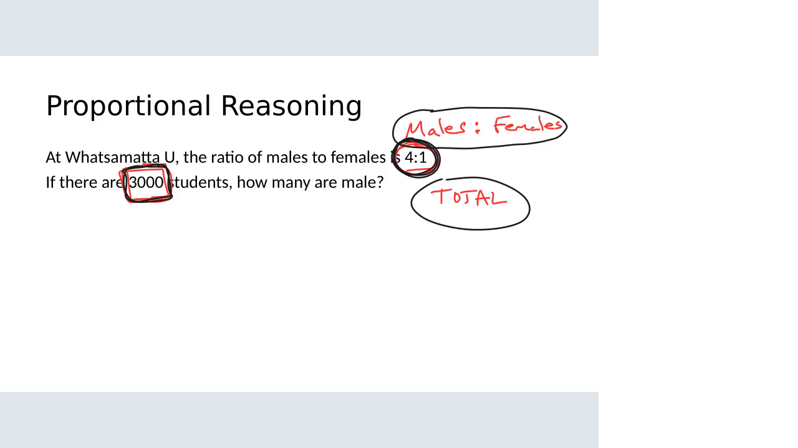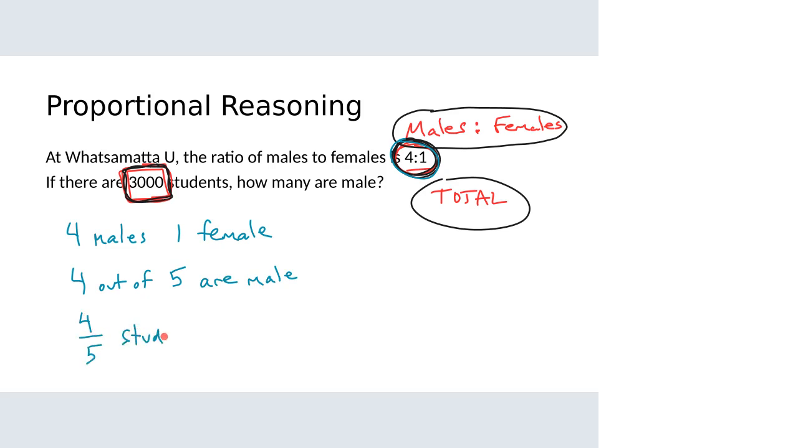Outstanding, Lorraine. Very good. It's 4 out of 5. Like, okay, my ratio of males to females is 4-1. What that means is for every 4 males, there is 1 female. And so what that means is 4 out of 5 students are male, or 4/5 of the students are male.